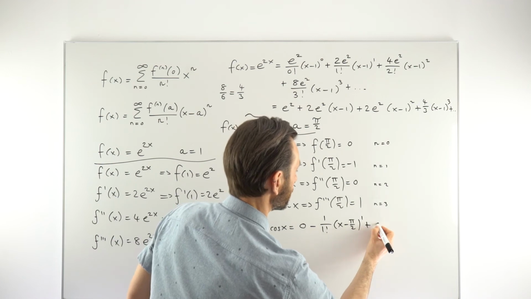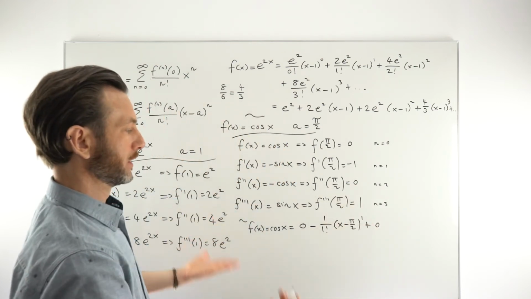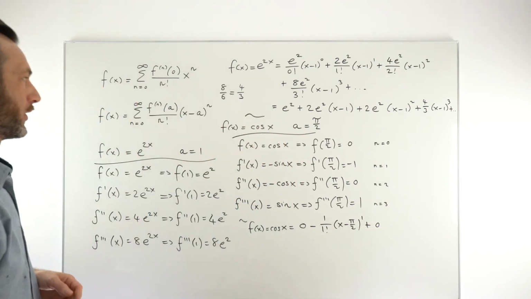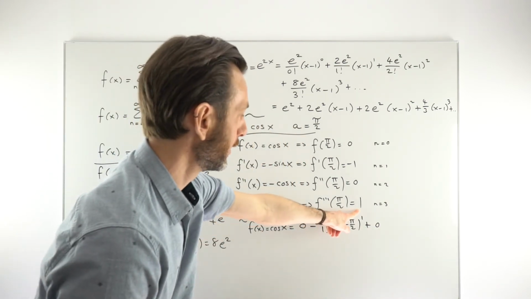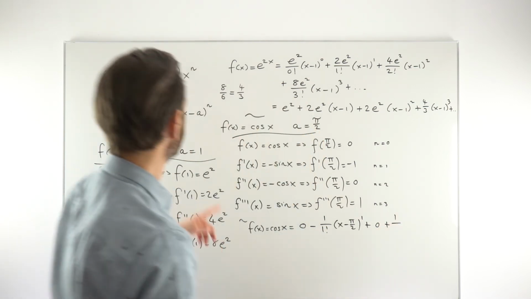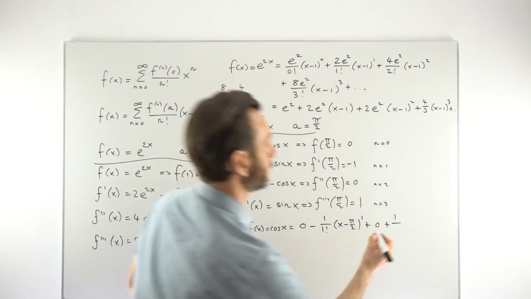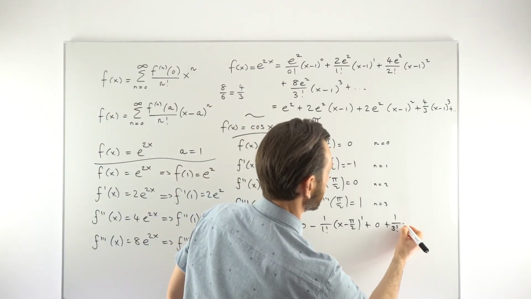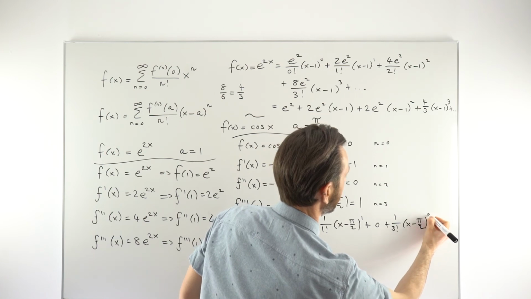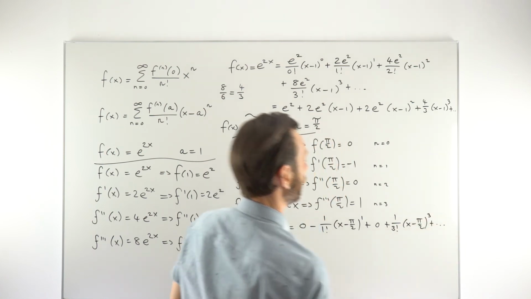The next term is going to be a 0 again, because we know it's just all going to be 0. And then the final term is when n equals 3. So we're back to a positive 1. So it's going to be plus 1 over 3 factorial. So you've just got to keep track carefully of this calculation. X minus, again, the center pi by 2 to the power of 3. And then that would carry on like that.